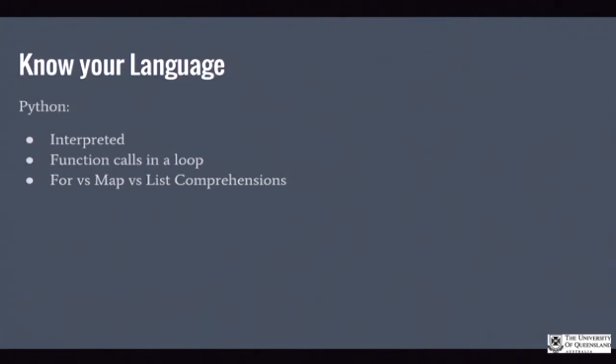Also things like for loops versus maps versus list comprehensions. You can think of a map as basically a for loop that is extracted into C code, and a list comprehension as a highly optimized, highly specific form of a map. So this is basically know what your language does when you do a certain thing.